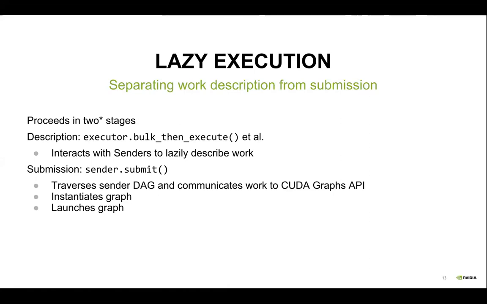And basically what that is doing internally is it's going to traverse this DAG of senders that I've described and communicate the details of each one of those nodes through the CUDA Graphs API. Then it's going to take that description and actually go into the second step to instantiate the graph. And then finally, it's going to launch the graph. And those are those 3 stages that CUDA Graphs expects on the bottom there. So it's not a perfect fit, but it's doable.